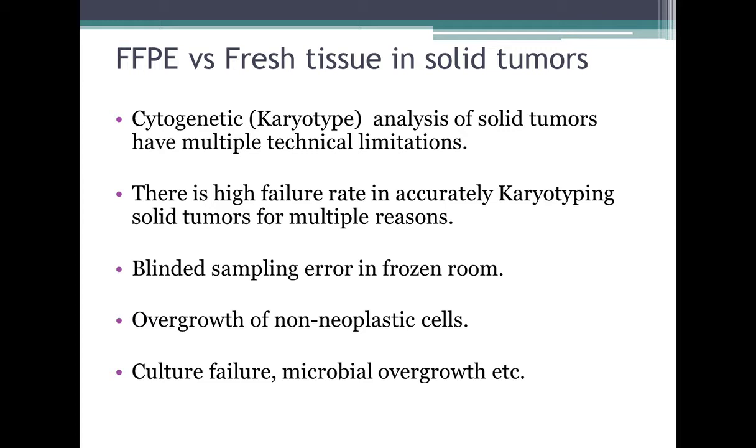The other couple of challenges we see, especially in the surgical pathology field for karyotyping solid tumors, is sometimes we get these blinded samples in the frozen room, which yield basically a normal karyotype. Along with it, there's overgrowth of non-neoplastic cells, again giving inconsistent results. On top of that, if it's a necrotic tissue or an abscess, which leads to a culture failure or microbial growth in karyotype cultures.